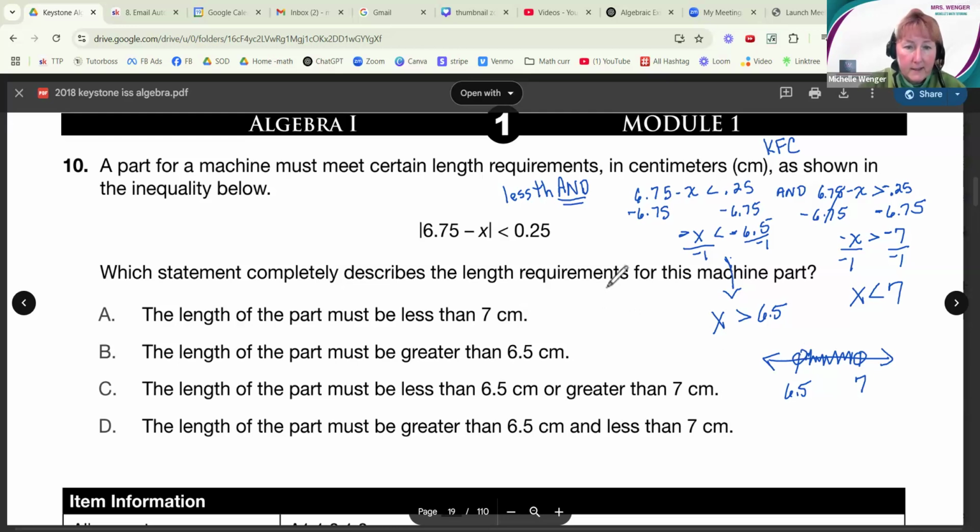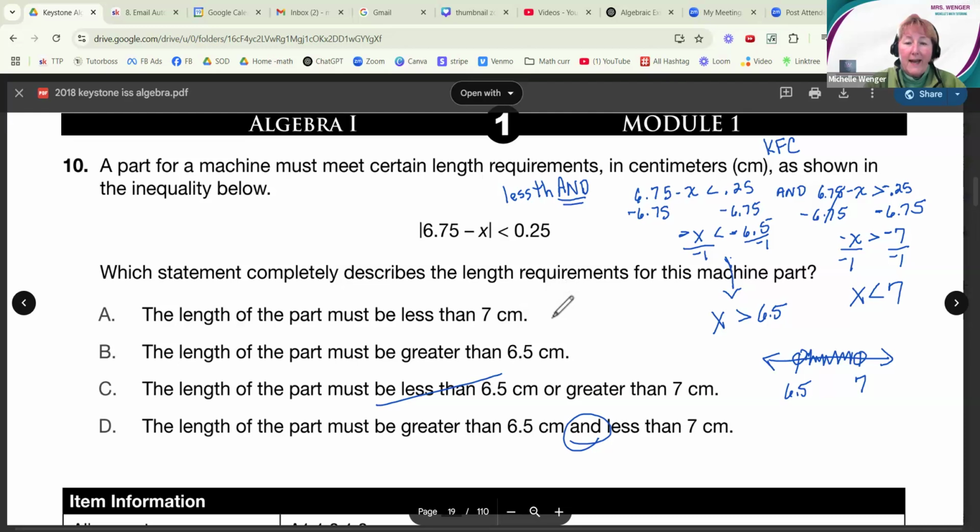So when we're looking at this, it says which completely describes the length requirements for this machine part. The length of the part must be less than 7 centimeters. That's true. The length of the part must be greater than 6.5 centimeters. That's true. The length of the part must be less than 6.5 centimeters or greater than 7 centimeters. That is not true, because that would be going in the opposite directions than what we did when we solved it.